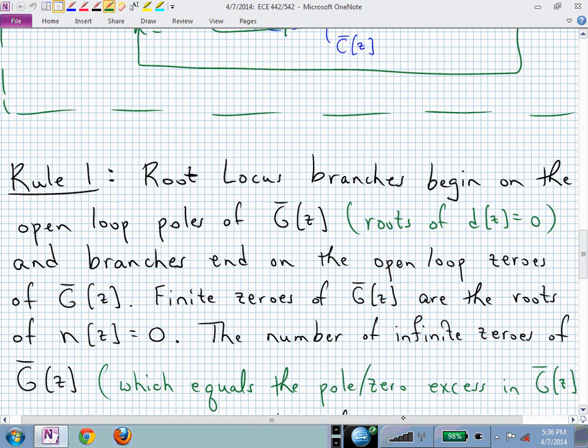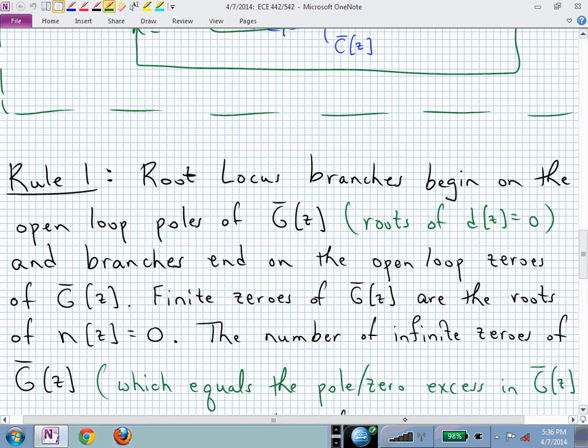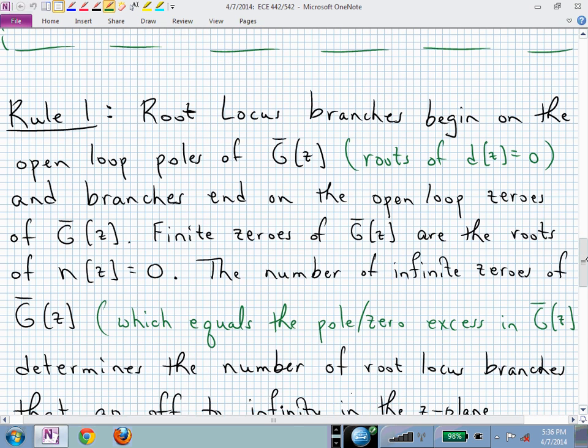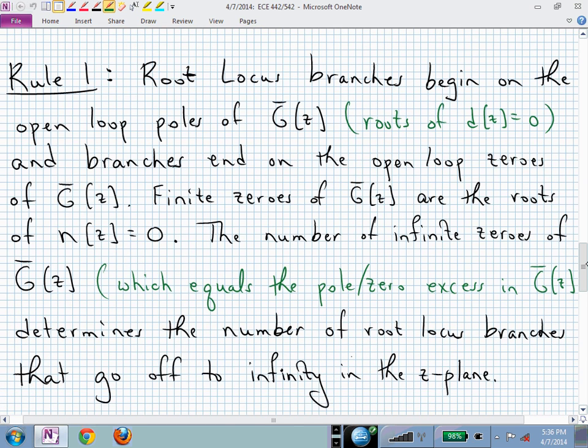I knew I would be writing too wide, but I hope this is okay. Here's rule number one, and you can see that, wow, it's an encyclopedia. It reads longer than it is. The first thing when you're sketching a root locus, what do?